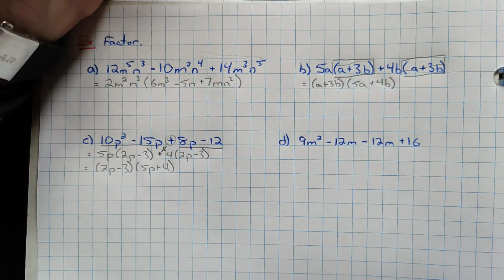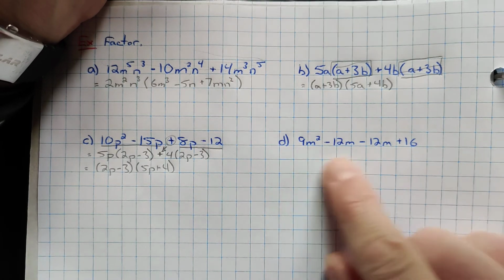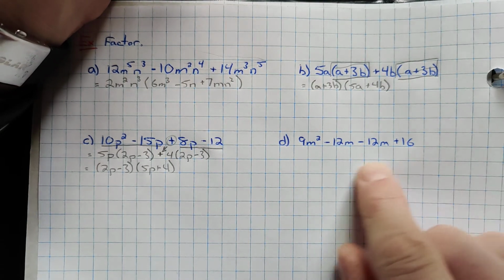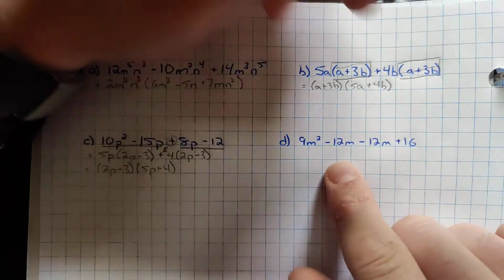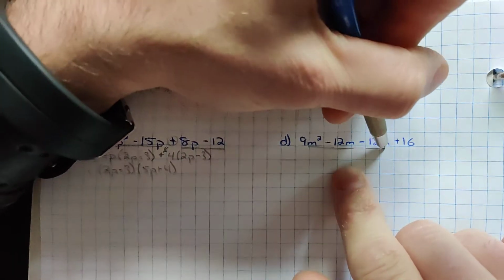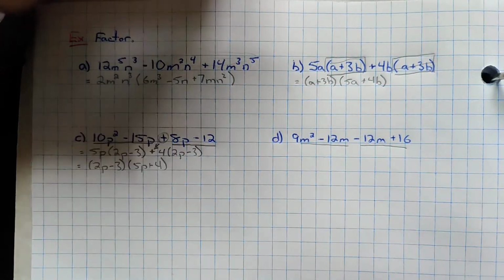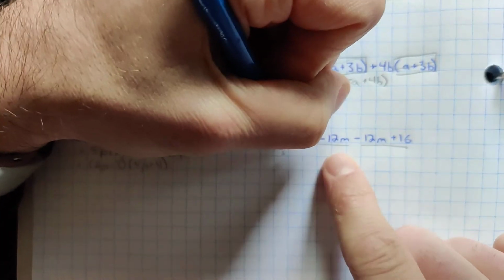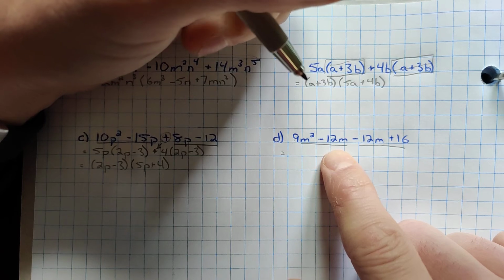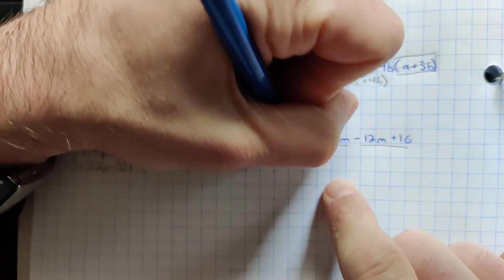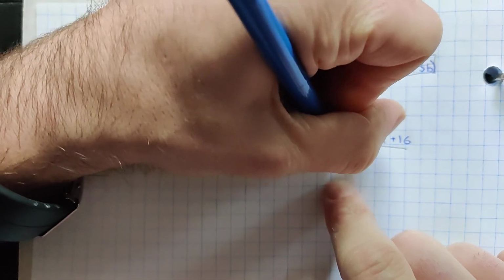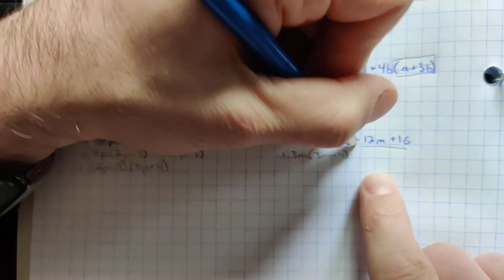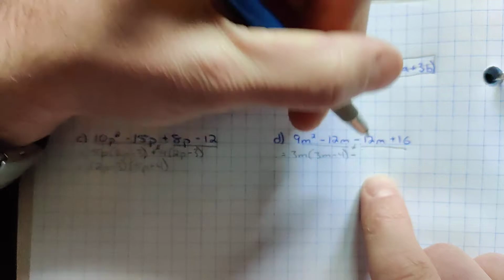Oh, they have a common factor. They all have a common, or sorry, they don't have a common factor. So what do we do? We factor by grouping. Pick our pairs. Common factor between 9 and 12 is 3 and then m. We're going to be left with 3m minus 4. Bring down that sign, which is negative.